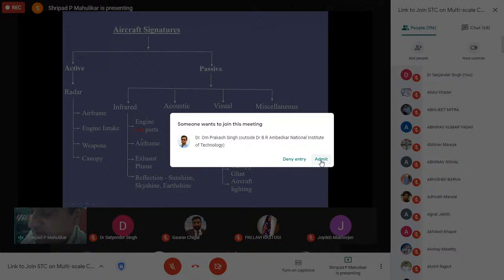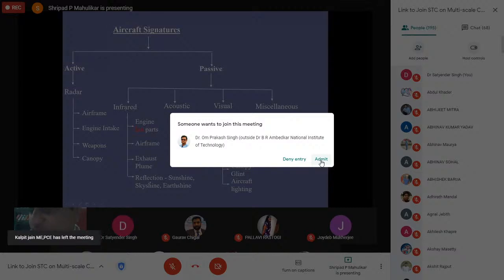So the rear part of the fuselage, and in most military aircraft, the engine is embedded inside the fuselage, and the fuselage, especially the rear part, can be heated by the engine. It can be heated also by skin friction heating, especially at supersonic speeds. Then the engine exhaust gases. The engine exhaust plume is also a very popular source of infrared signature.